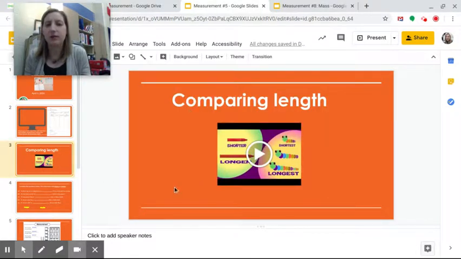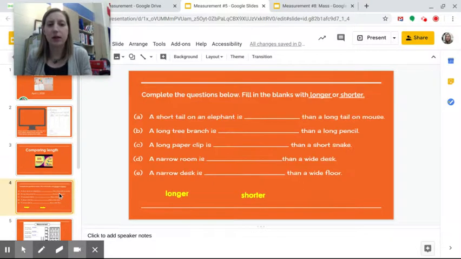This is a video and it's comparing length. It's talking about shortest, shorter, and short, or it's talking about longest, longer, or long. So it's talking about the words that we use to compare length when we're talking about different items. In this one here, we are comparing length using the words. So it says complete the questions below, fill in the blanks with longer or shorter. And I put them here so you can click and drag them.